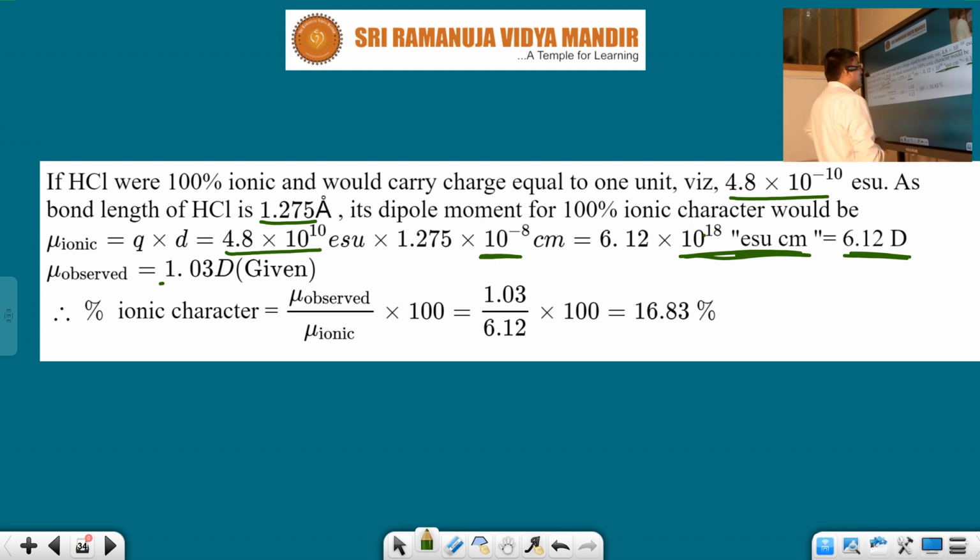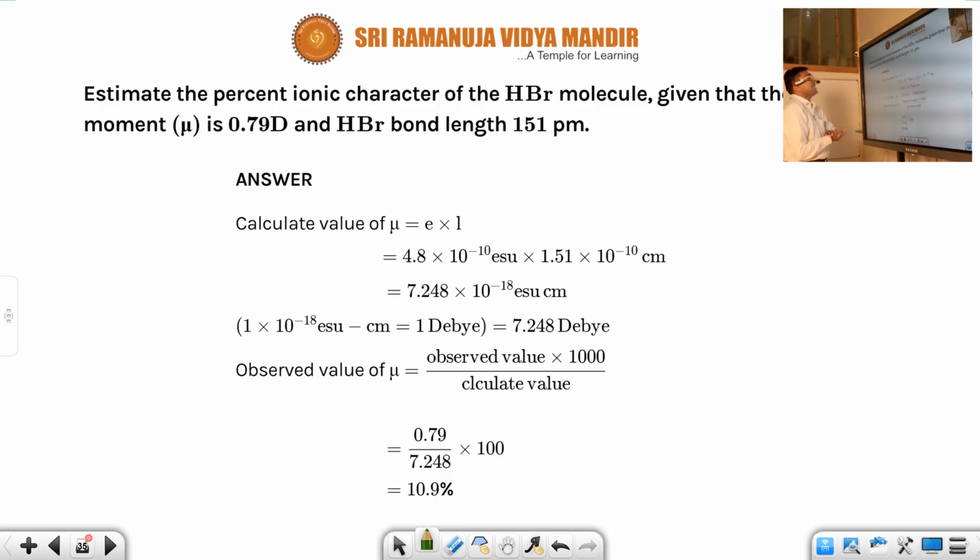So 6.12 is coming. But how much is given? 1.03 is given. That is observed. Observed is given as 1.03. So when compared to 6.12, 1.03 is how much? You are getting 16.83% ionic character. So mu observed by mu ionic. Ionic is the calculated one when the charge is full. Full means 4.8 into 10 power minus 10. So you will get the percentage ionic character.